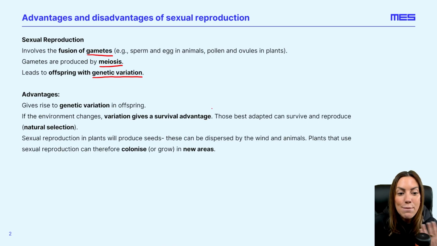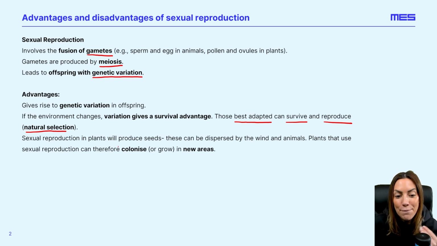It means some may be better adapted than others, and those that are best adapted will survive and reproduce via the process of natural selection. So it increases the survival chances of the population. It makes it less likely that they will all be wiped out or all be killed if the environment changes. For example, like I said, if there's a new disease.